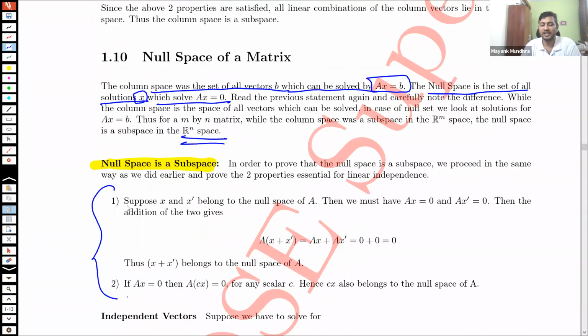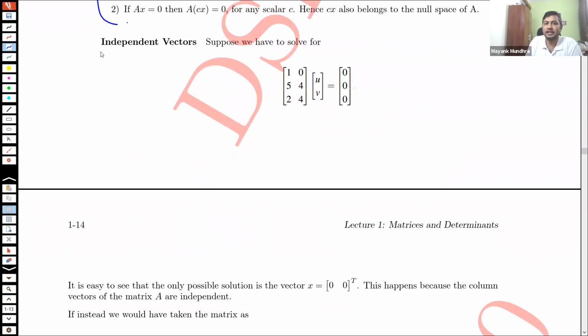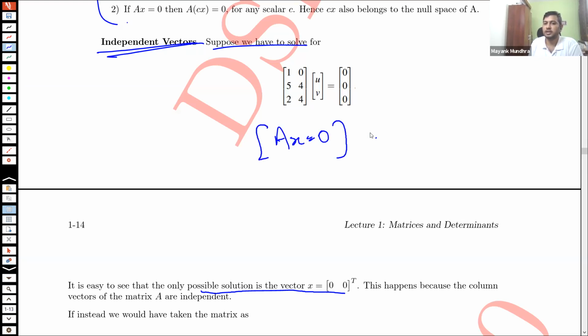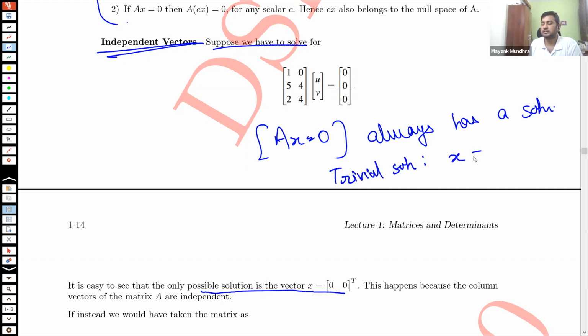Okay, so that wraps up the null space of a matrix. Now let's look at independent vectors. Suppose we have to solve for this AX equals 0. It is easy to see that the only possible solution is X equals 0. By the way, AX equals 0 always has a solution. The trivial solution is X equals 0.